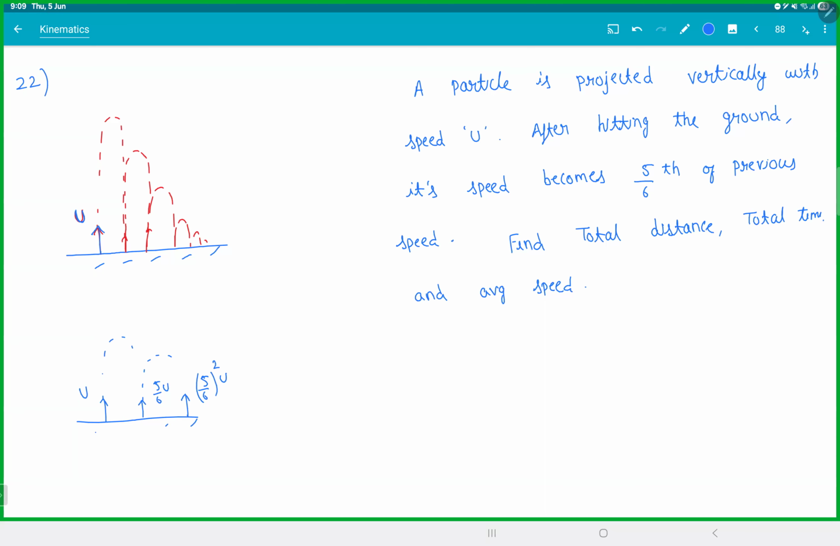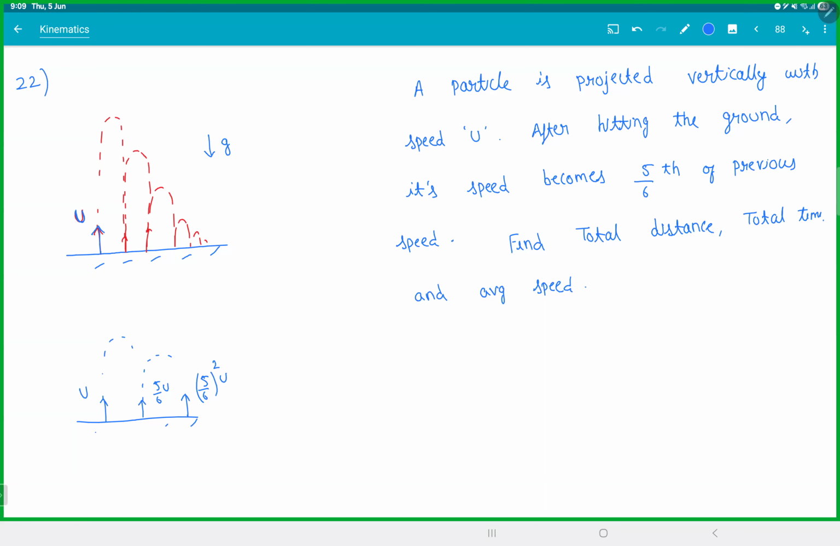The answer comes in terms of u, and you can leave it in terms of g. Don't substitute g equal to 10. Leave the answer in g. That is wrong. No, you might be right actually. What is that T? Time, total time? Distance. Okay, sir, total distance.